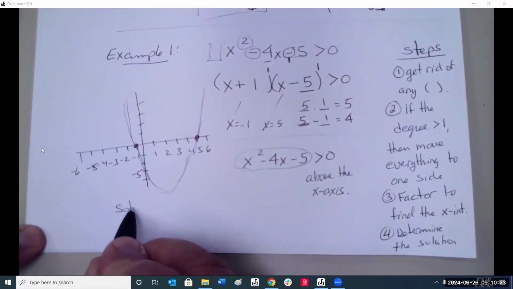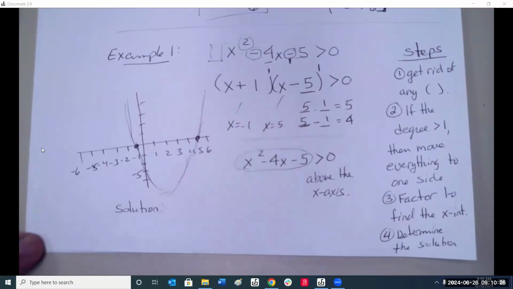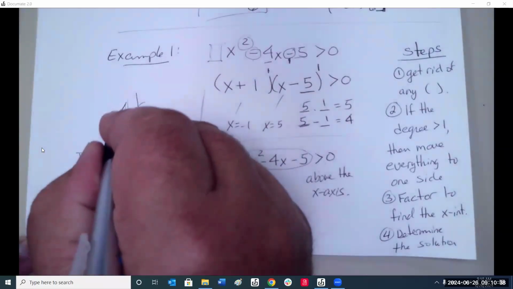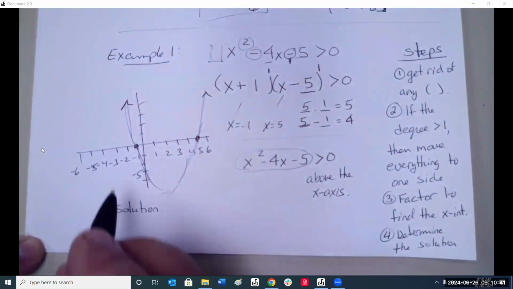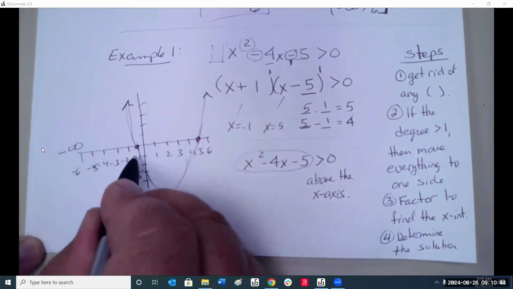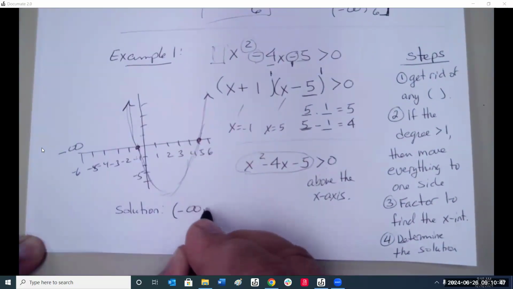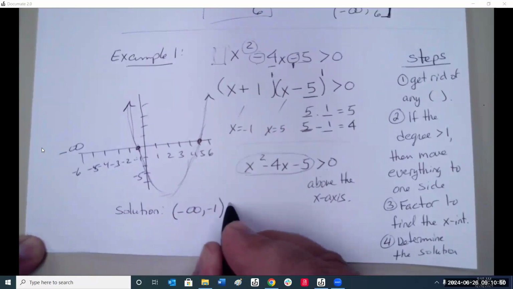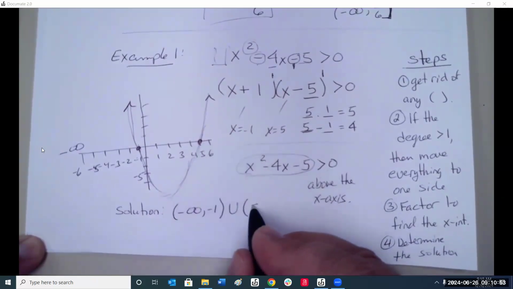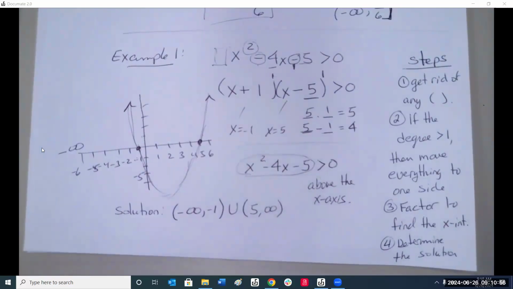So our solution is what? Where is the graph above the x-axis? It's everywhere from -infinity to -1, and from 5 to +infinity. That's where the graph is above the x-axis. We have to look at the domain, because the graph goes on infinitely. Since it's quadratic, it goes forever both ways.